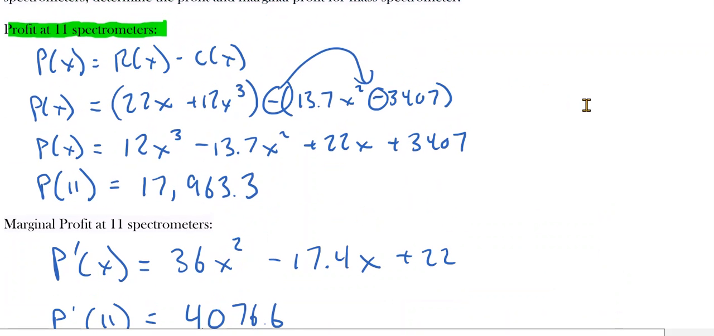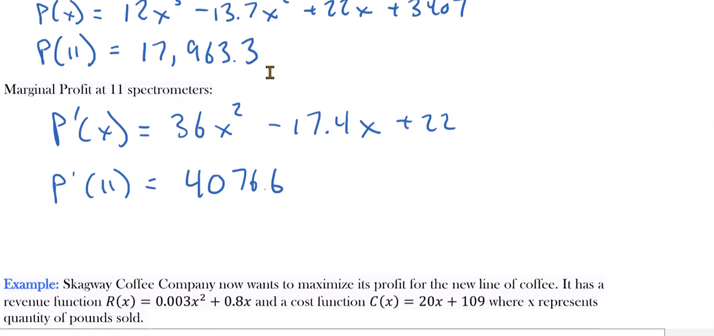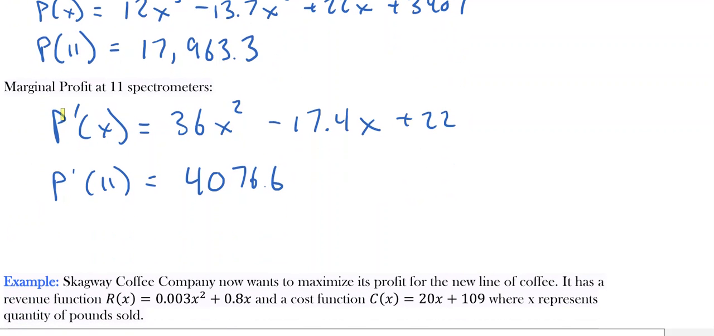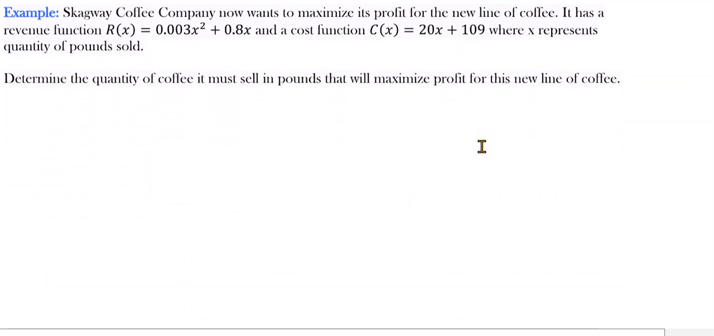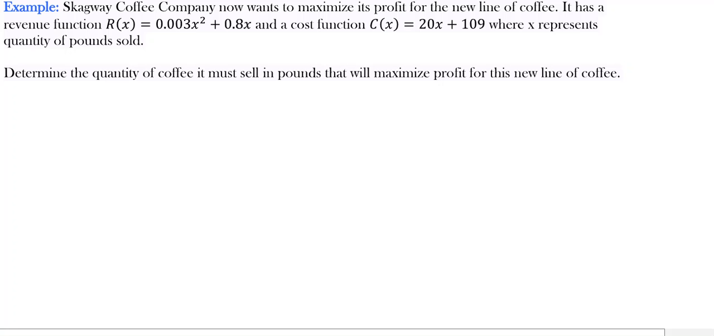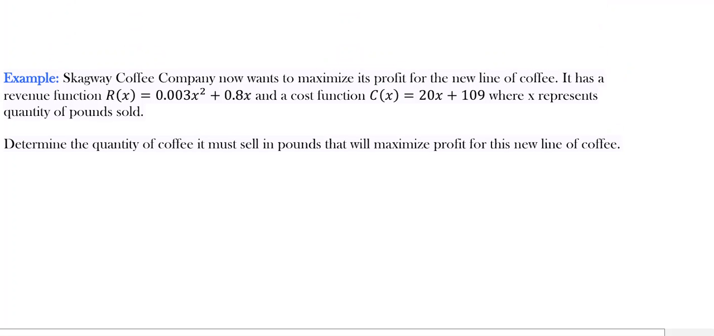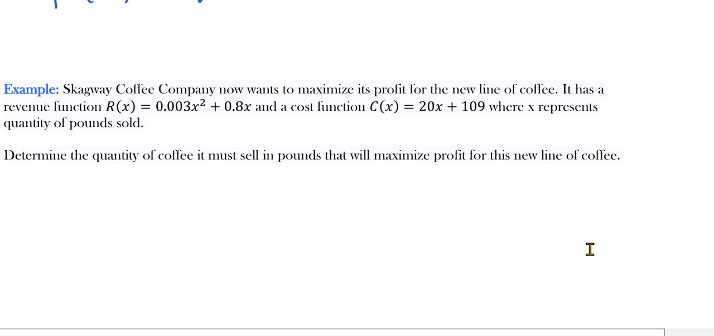So the important things to get out of this are the relationship between profit, revenue, and costs. And then, of course, marginal profit being the derivative of profit. The next question is just a little bit different. And this is asking about maximizing profit. This question, we want to maximize profit.